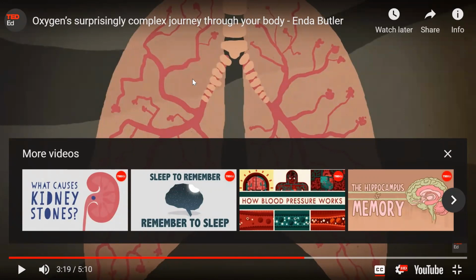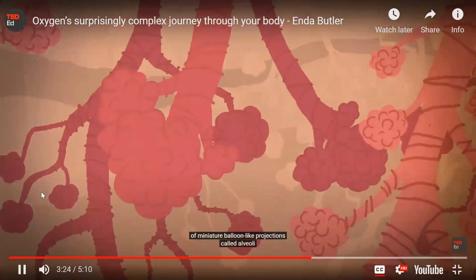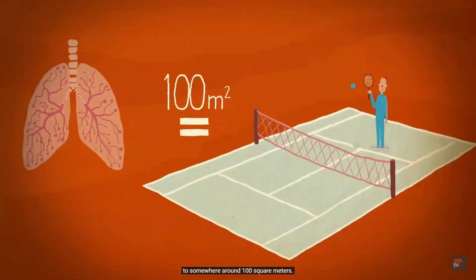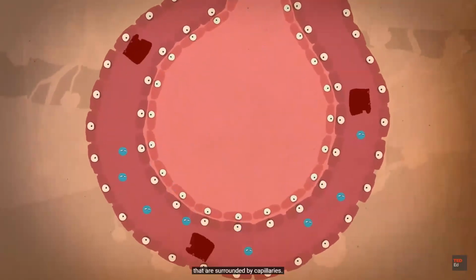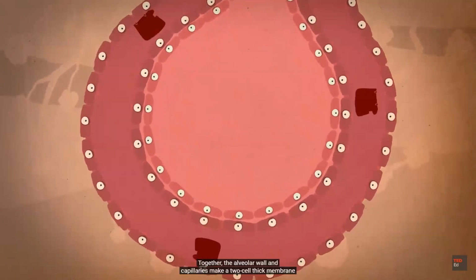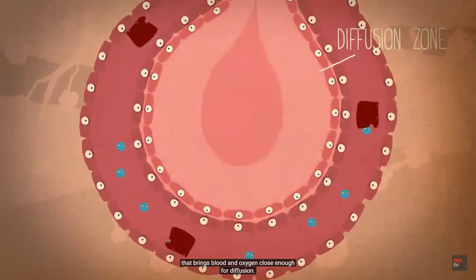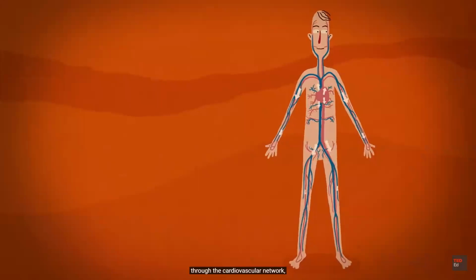Oh, yeah, so we'll see that pattern of increasing the surface area through this branching kind of pattern. So again, structure function. Their interior is divided into hundreds of millions of miniature balloon-like projections called alveoli that dramatically increase the contact area to somewhere around 100 square meters. The alveolar walls are made of extremely thin, flat cells that are surrounded by capillaries. Another structure function. Together, the alveolar wall and capillaries make a 2-cell thick membrane that brings blood and oxygen close enough for diffusion. These oxygen-enriched cells are then carried from the lungs through the cardiovascular network, a massive collection of blood vessels that reaches every cell in the body.